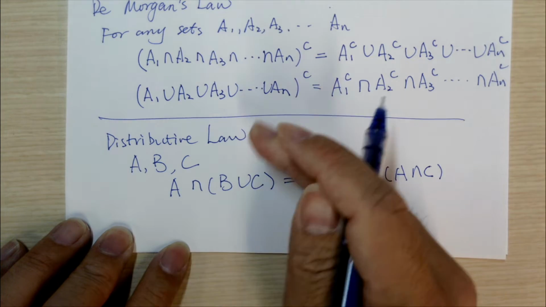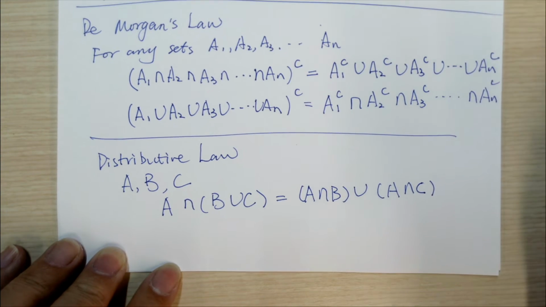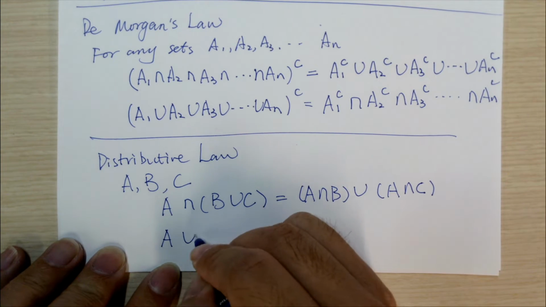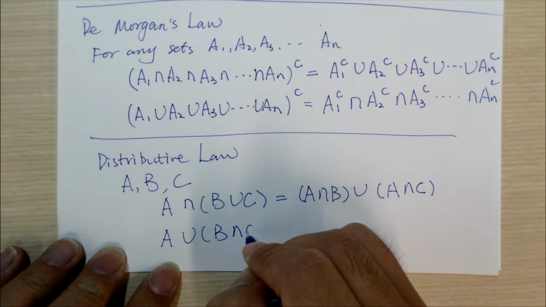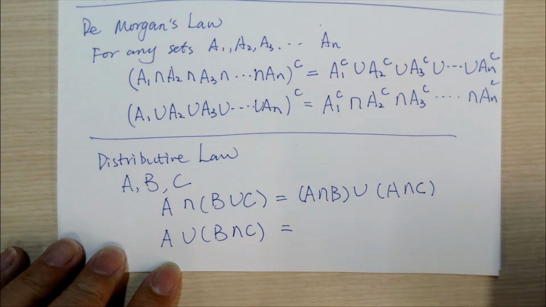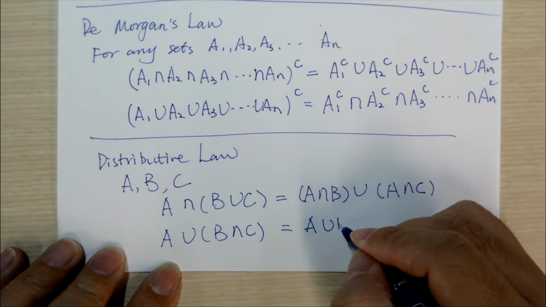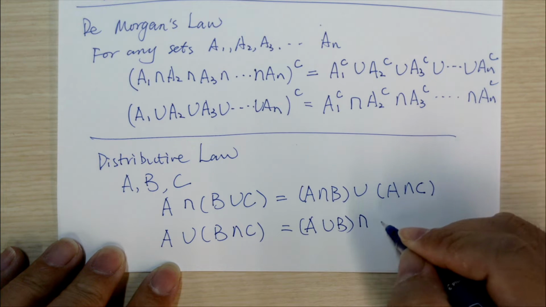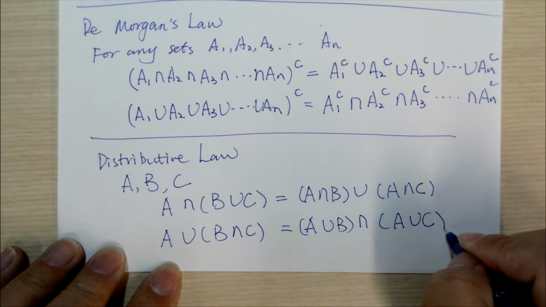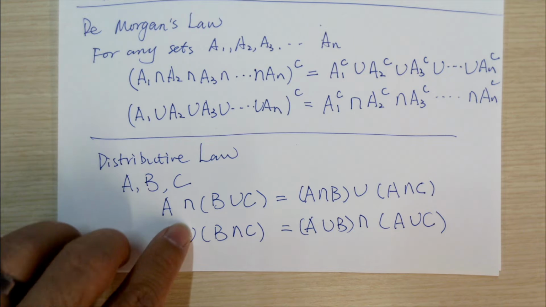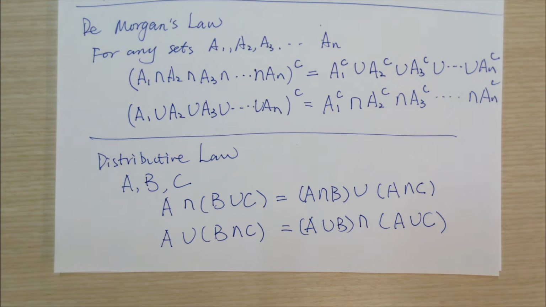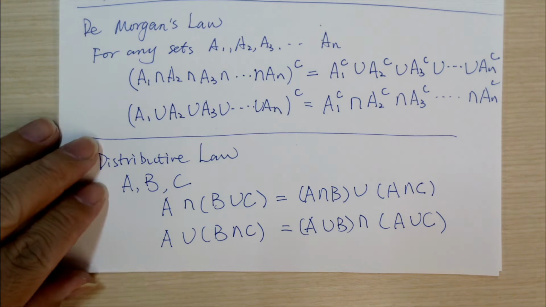Another one, similar to the De Morgan law, is if you have A union B intersect C, you can see it becomes A union B intersect A union C. Okay, so those are the two laws here. That should be very easy to talk about.